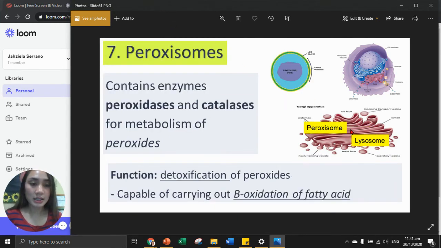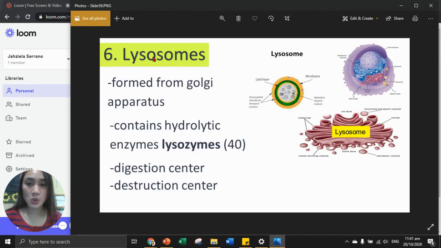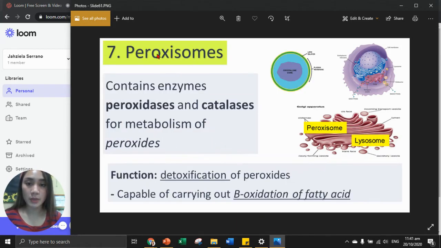Next is the peroxisome. So again, this is synthesized by the Golgi apparatus. It contains the enzyme peroxidases. So madali namang tandaan, no? So sa lysosome, it produces the enzyme lysozyme. Sa peroxisome, it produces the enzyme peroxidases and catalases. So this is for the metabolism of peroxides.